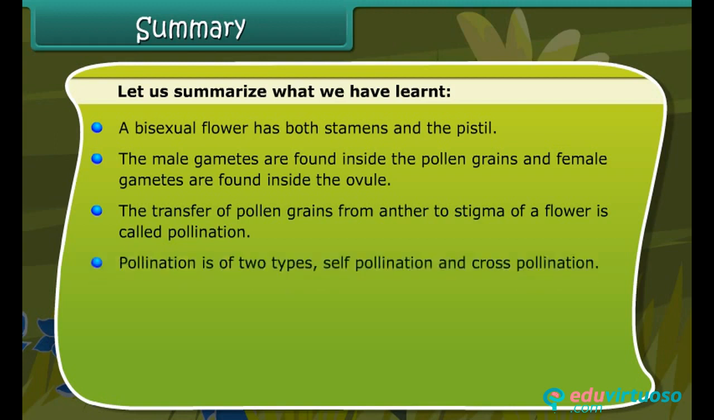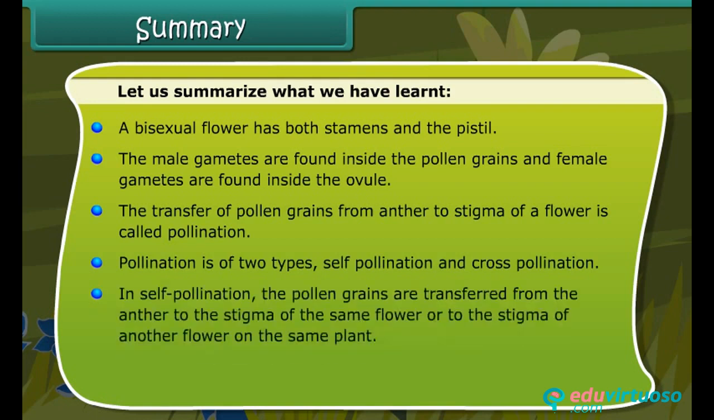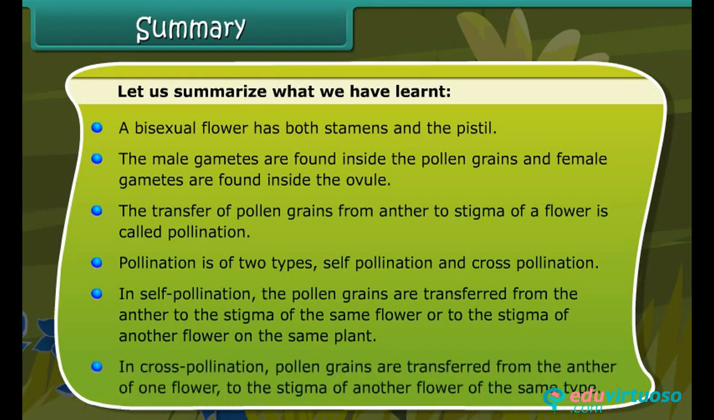Pollination is of two types, self-pollination and cross-pollination. In self-pollination, the pollen grains are transferred from the anther to the stigma of the same flower or to the stigma of another flower on the same plant. In cross-pollination, pollen grains are transferred from the anther of one flower to the stigma of another flower of the same type.